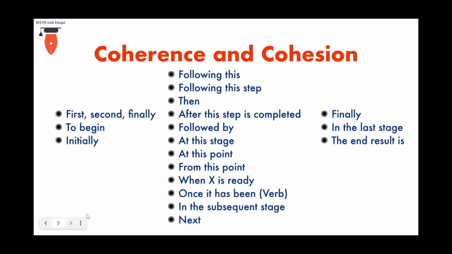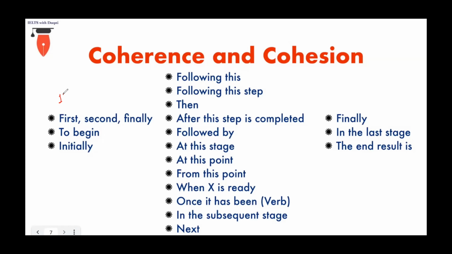So when you look at the first set here, it talks about firstly, secondly, finally, which means how to begin. When you are starting to write, in the first description paragraph, this is how you can start: to begin with, initially, in the first stage. Then in between, obviously, as we saw, there are multiple steps involved. So we can go with following this step, at this stage, at this point, from this point, in the subsequent stage. So these kinds of phrases can be used.